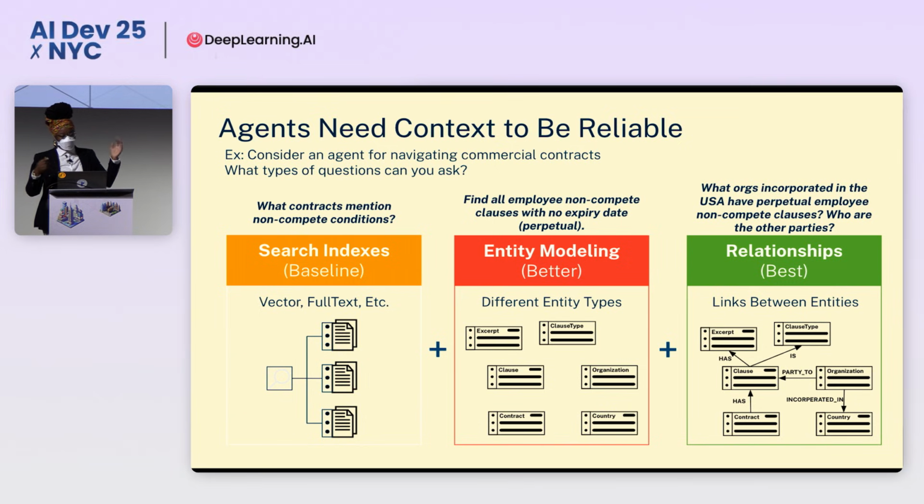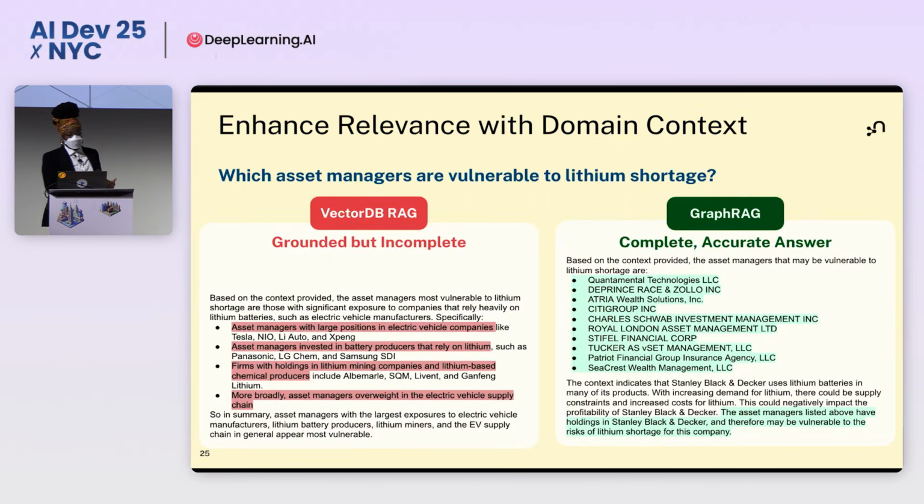So think about, for example, a contracts use case. With just search, you might find a paragraph in a particular contract. With entity modeling, we might detect clause types, which is very helpful. But with a graph, you can begin to ask questions like, which US companies have non-compete clauses that are perpetual, and who else is involved in those contracts? That is the level of reasoning that artificial intelligence needs, and graphs start to enable that reasoning ability.